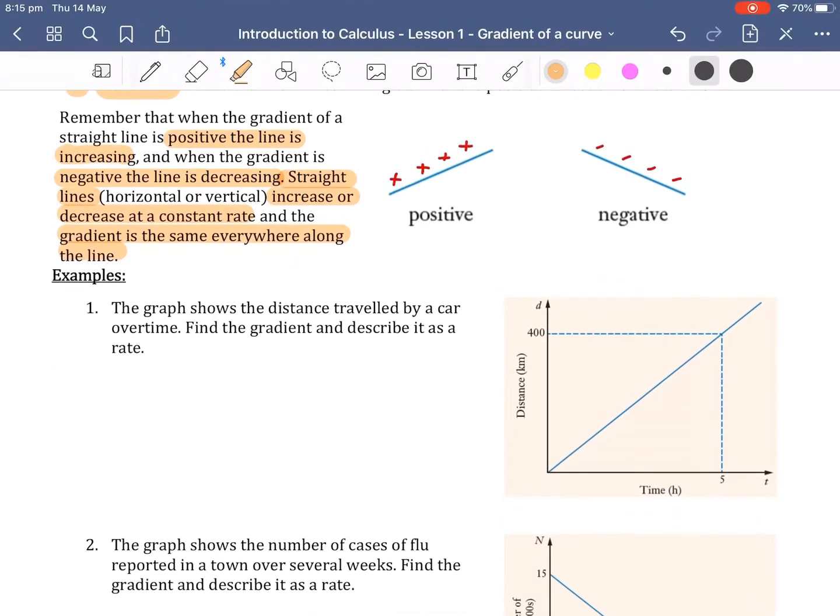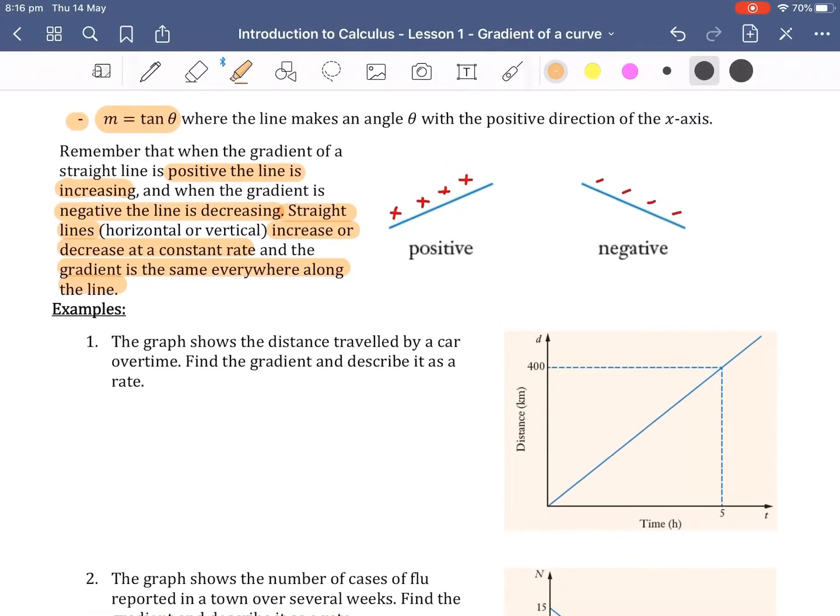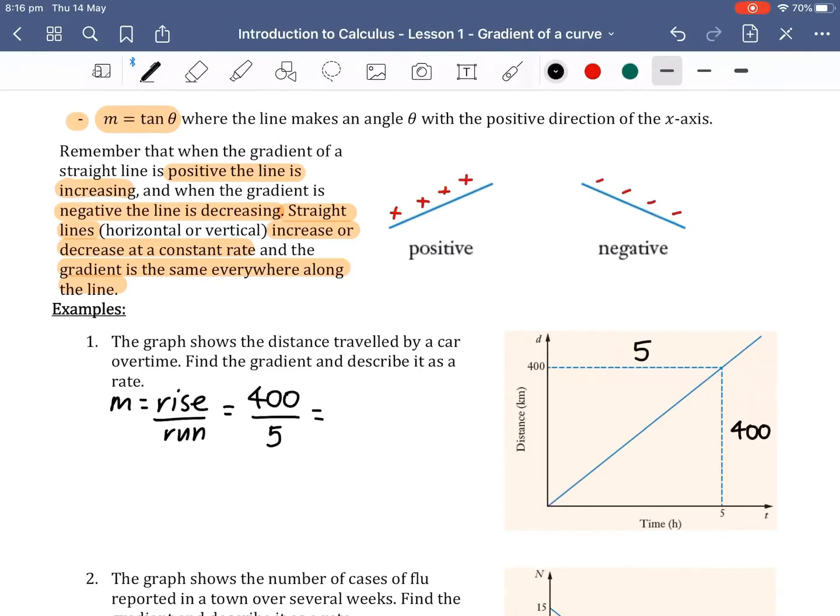Let's have a look at some examples. The graph on the right shows the distance travelled by a car over time. We want to find the gradient and describe it as a rate. To find this gradient, we would go m equals rise over run, where for our graph we rise 400, so from the bottom up, it's 400 over our run of 5, so 400 divided by 5 gives us 80.